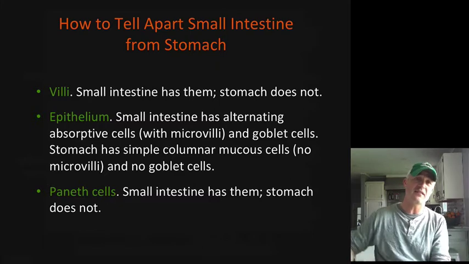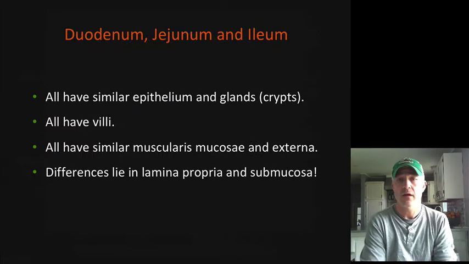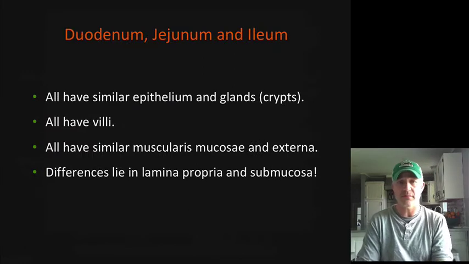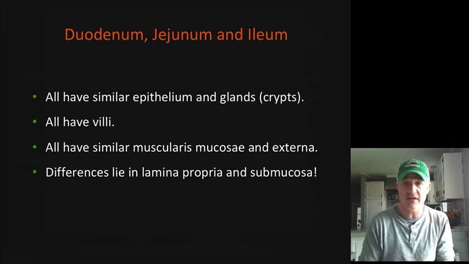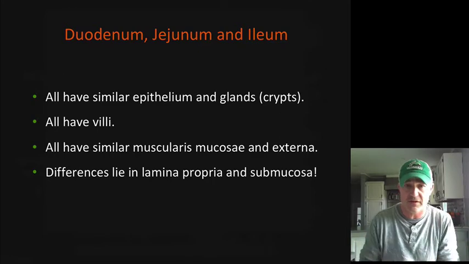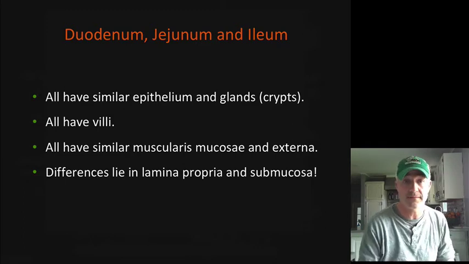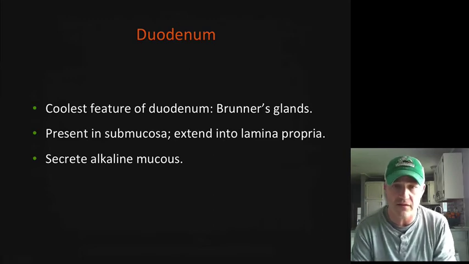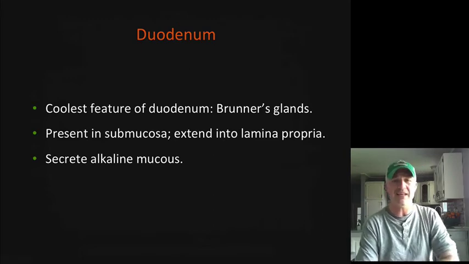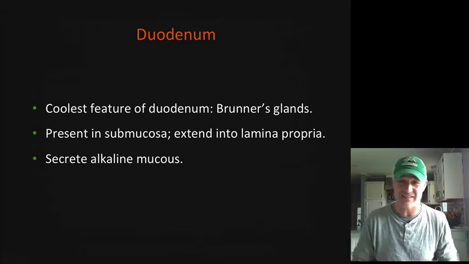Another area to look at is that submucosal area, which is one of the things I did point out to you already. Again, the duodenum, jejunum, and ileum are similar in that they have the same type of epithelium. They all have these crypts. They all have villi. They all have similar mucosal layers to them. Really, the big difference here is in that lamina propria and really more so in the submucosa. So the duodenum has in the submucosa these Brunner's glands. These are making an alkaline mucus that helps to neutralize, along with pancreatic secretions, that acidic chyme that's coming in from the stomach.